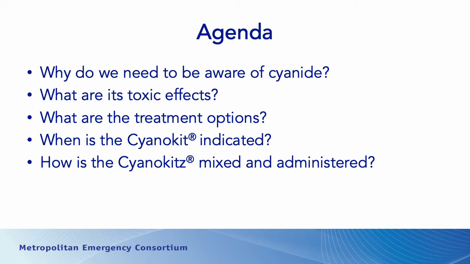Some of the treatment options include medications that have been available for years but really have fallen out of favor. Actually, one of the options that we used to use is sodium thiosulfate. We'll talk a little bit about that as well. And then we're going to talk about when the cyanokit is indicated. So the cyanokit is the current medication that we have in our protocol for the treatment of suspected cyanide poisoning. And I think we need to have a good idea of when to use it.